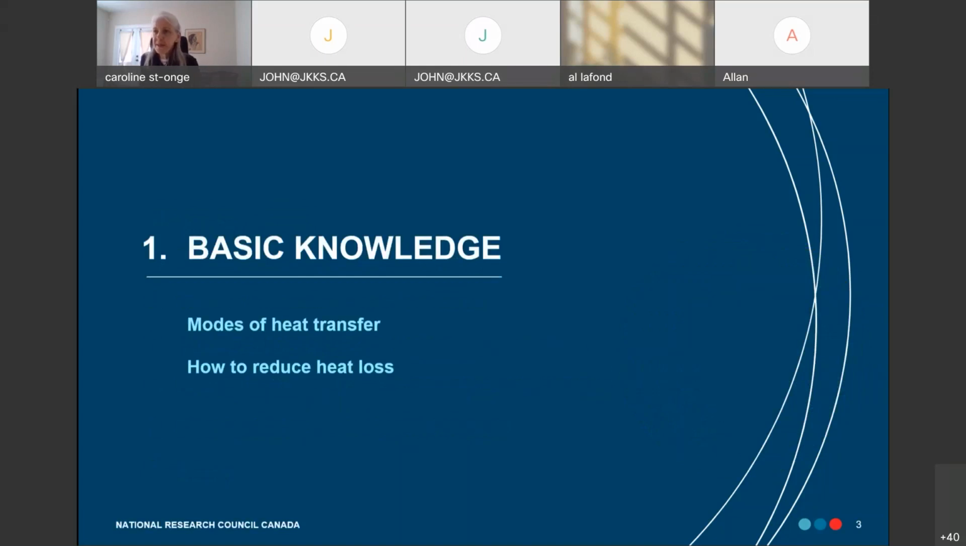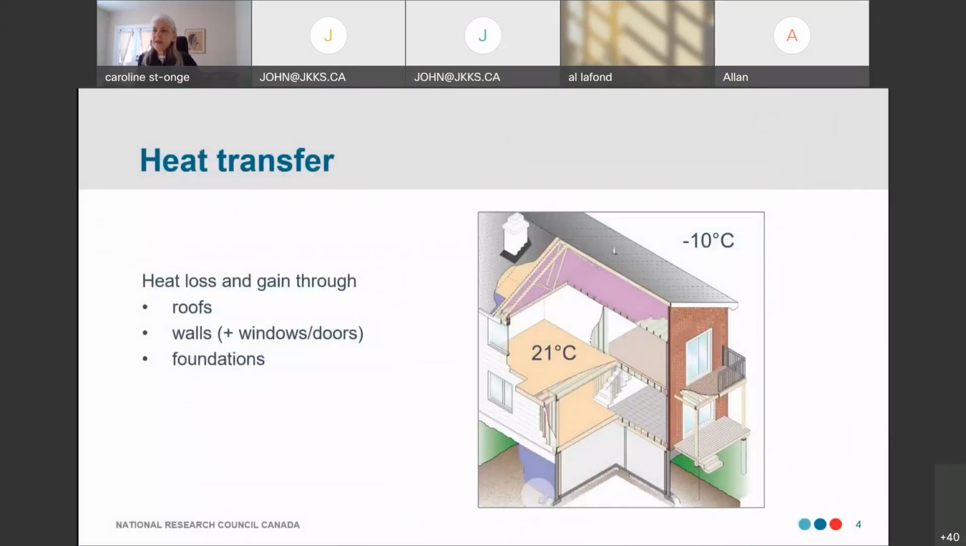So the first segment, basic knowledge. This is just to go quickly over the modes of heat transfer and how to reduce the heat loss. During the heating season, the heating system provides warm air through the building, through the different rooms. So the heat flows through the different rooms and warms up the rooms. However, the heat has a natural tendency to travel through the exterior ceilings, walls, and foundation, and as well the floors.